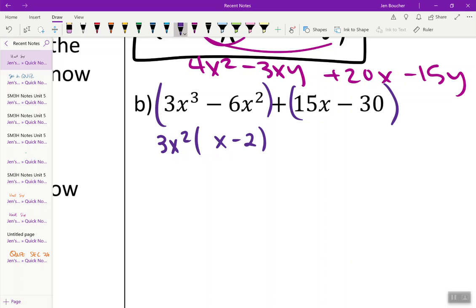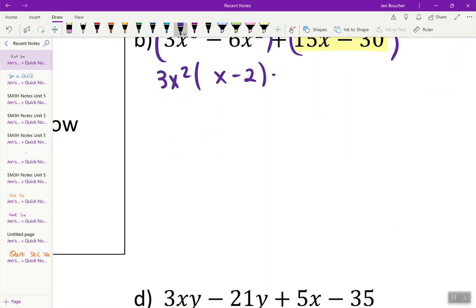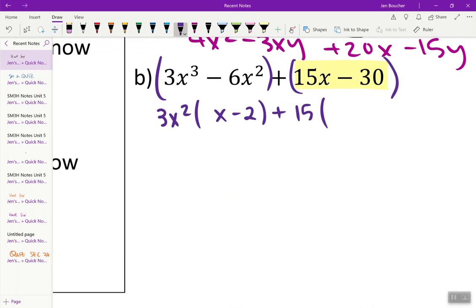On the next group, we take out the GCF. Between those 2, raise your hand if you know what the GCF is. Rachel? Yes, 15. Rachel, give yourself 2. Everybody else that had their hand in the air, go ahead and give yourself 1 if you knew that. What are we left with? 15 comes out. We're left with x minus 2 again.